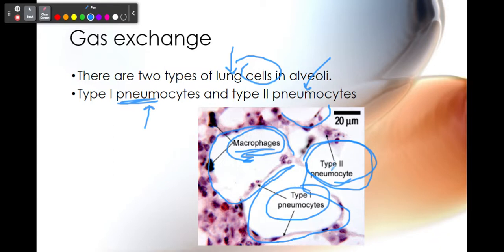Type 1 pneumocytes, type 2 pneumocytes. Type 1 pneumocytes are the guys that are actually making up the walls of the alveoli. They are the balloons themselves, super flat and thin to allow for pretty easy diffusion of the gases, CO2 and O2. Type 2 pneumocytes, these guys are pretty cool. Their job is to make a thing called surfactant.